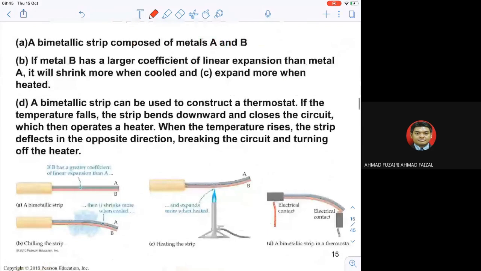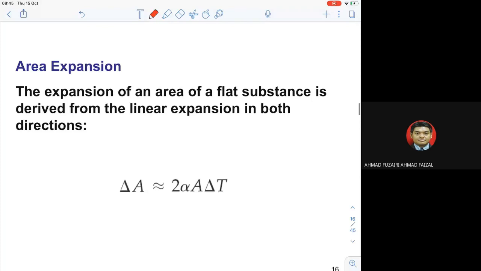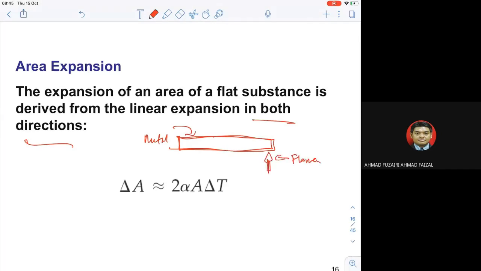Now let's go through area expansion. The expansion of an area of a flat substance is derived from the linear expansion in both directions. Meaning you should understand from the questions what type of expansion we are talking about. Maybe it's just linear, which means that if you heat this part, let's say this is a metal, and this is the flame, we heat at one point, so it increases by a certain expansion, just the linear part of the expansion. So this is called alpha.